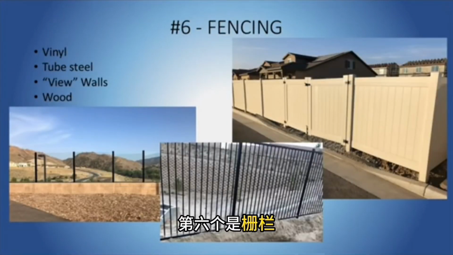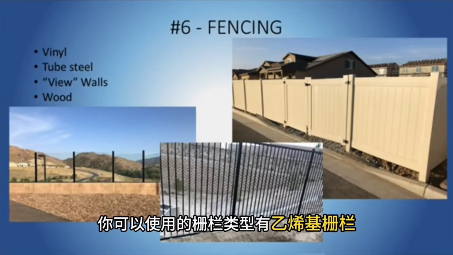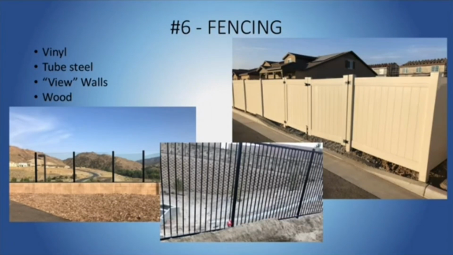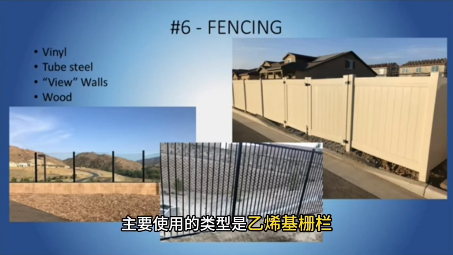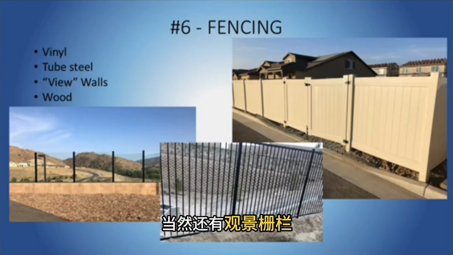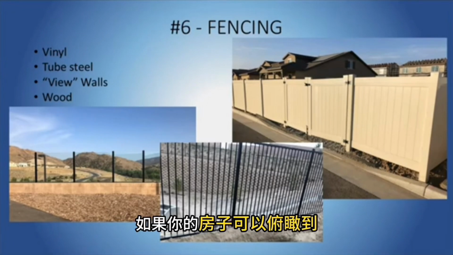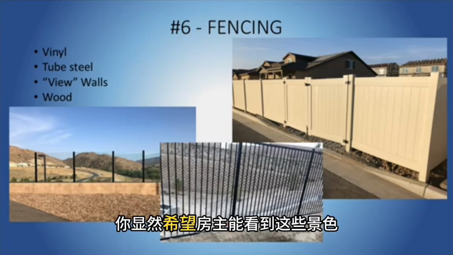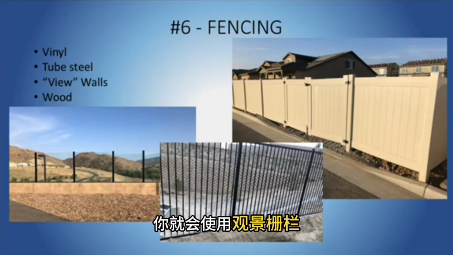Number 6 is fencing. The different types of fencing you can use is vinyl, tube steel, view walls, or wood. The main types that are used is vinyl. And of course, view walls, you can see it there on the left. If you have houses that overlook some really cool scenery and you want, obviously, the homeowners to see it, you would use view walls. There's also tube steel right there in the middle.